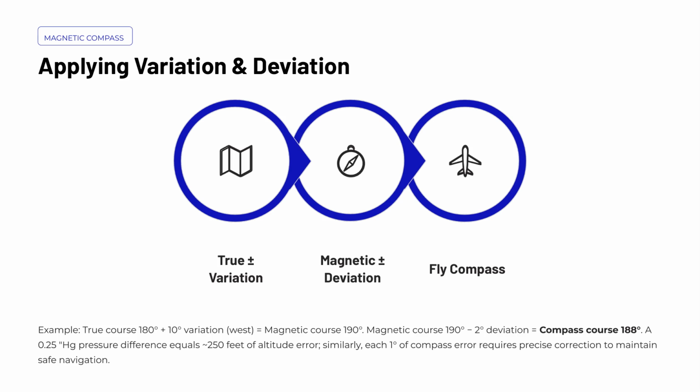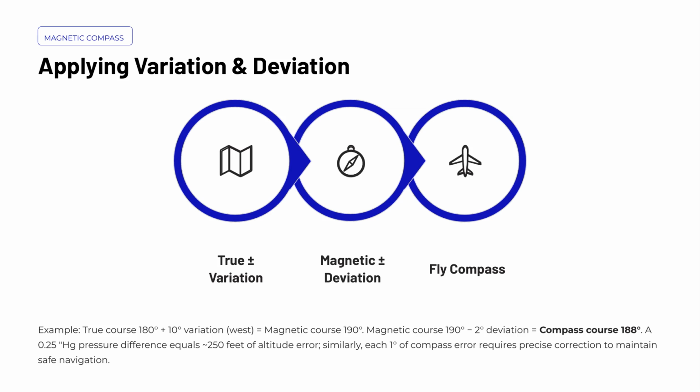Start with your true course and apply variation to get your magnetic course. Then apply deviation to arrive at your final compass course, the heading you actually fly. In our example, we begin with a true course of 180 degrees. With 10 degrees of west variation, we add, because west variation is added, giving us a magnetic course of 190 degrees. We then subtract 2 degrees of east deviation, arriving at a compass course of 188 degrees.